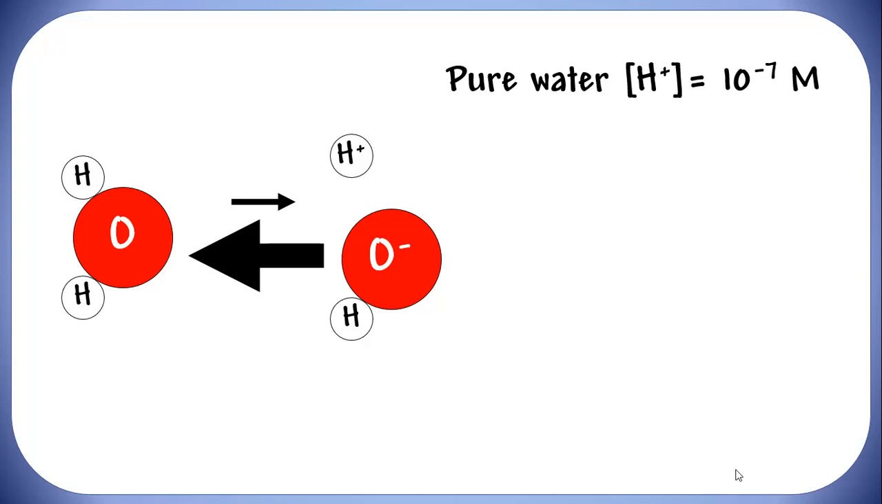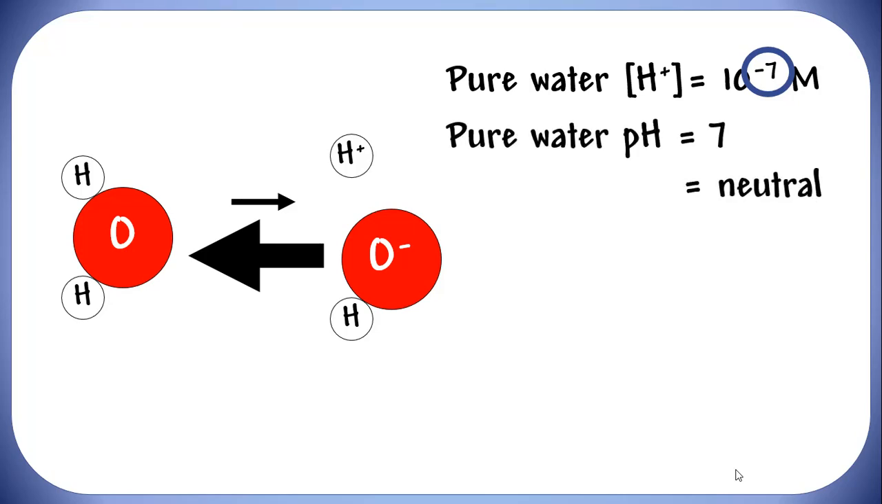Remember that water has 10 to the negative seventh molar hydrogen ions in solution. If we look at this and we see the exponent of negative 7, 7 is actually the number of pH for water. A pH of 7 is defined as being neutral, neither acidic nor basic.